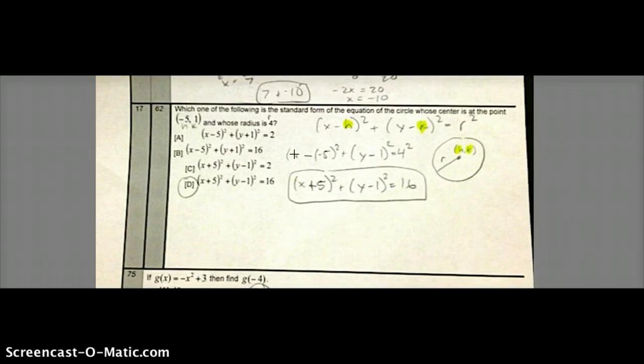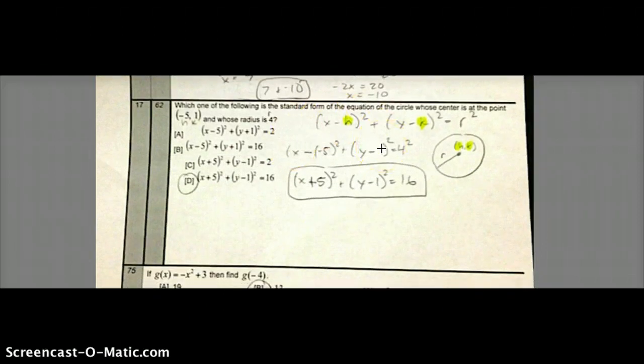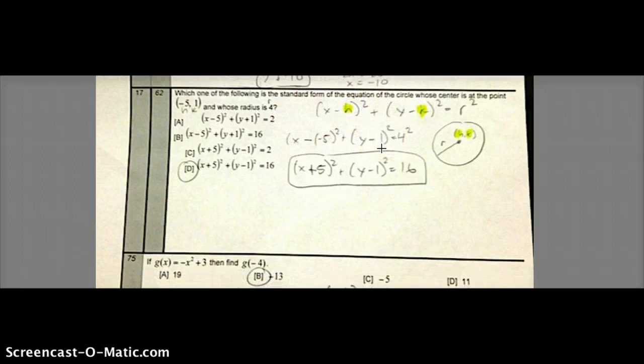Number 17. Which of the following is the standard form of the equation of the circle whose center is at point negative 5, 1 and whose radius is 4? Alright, well, you need to remember that the equation of a circle is parentheses x minus h squared plus parentheses y minus k squared equals r squared. And this is the image that the circle creates. So h, k is your x and y, which is the center of your circle, and r stands for the radius.